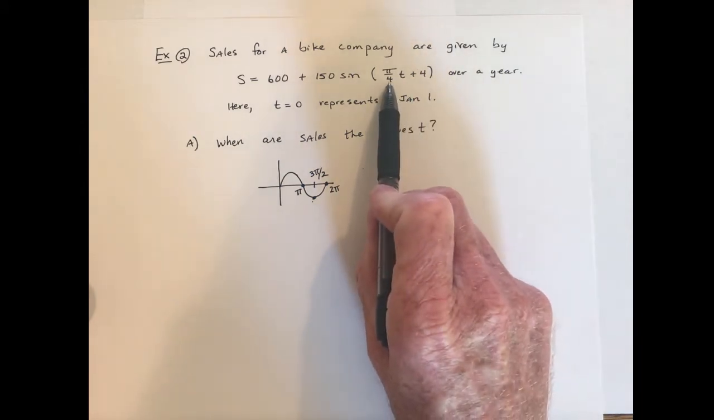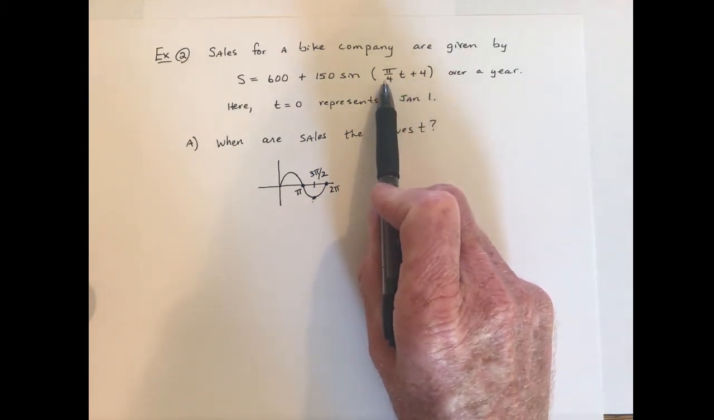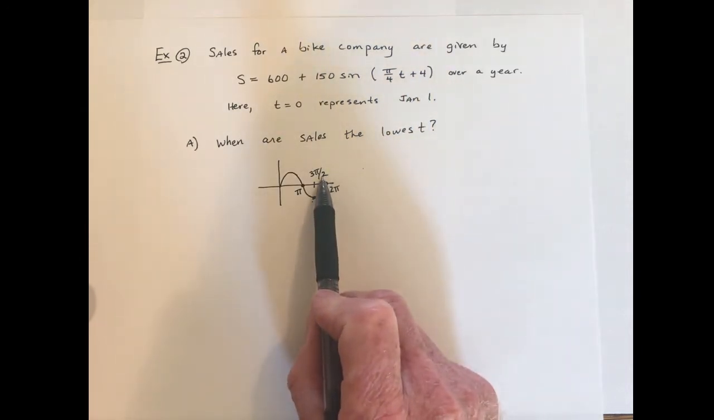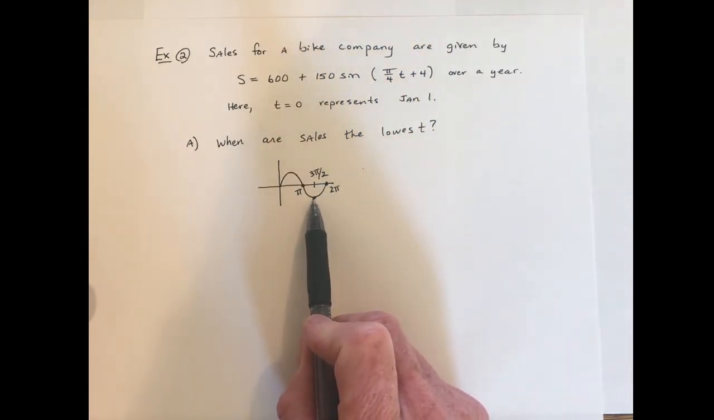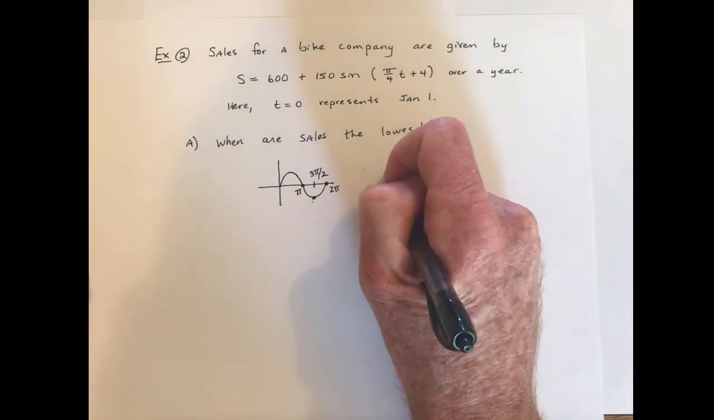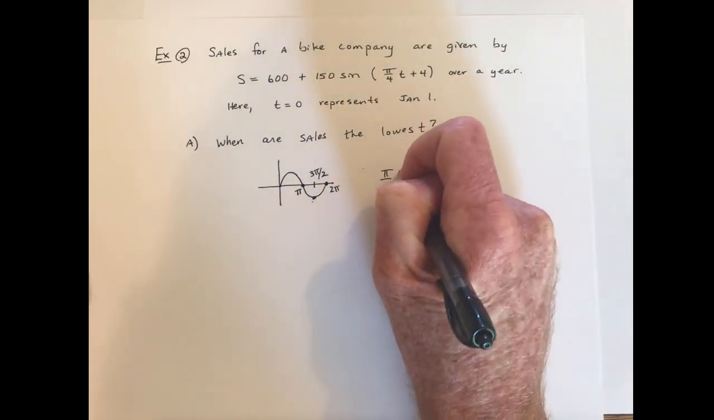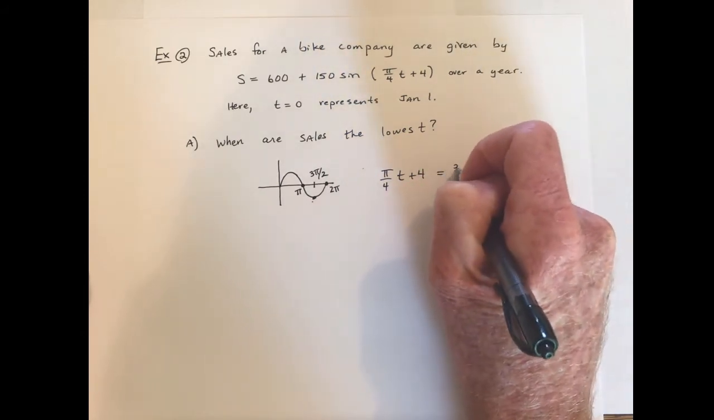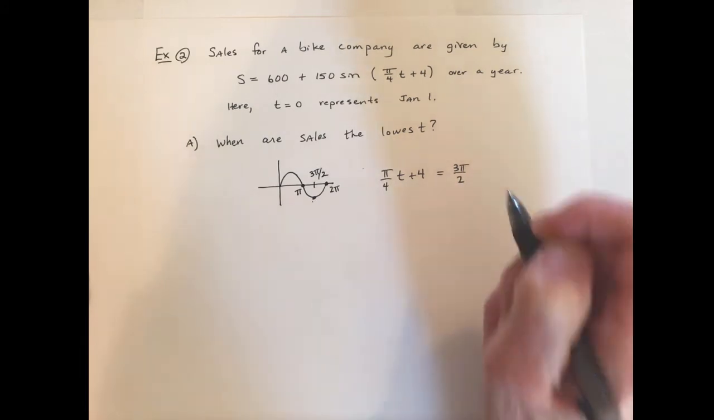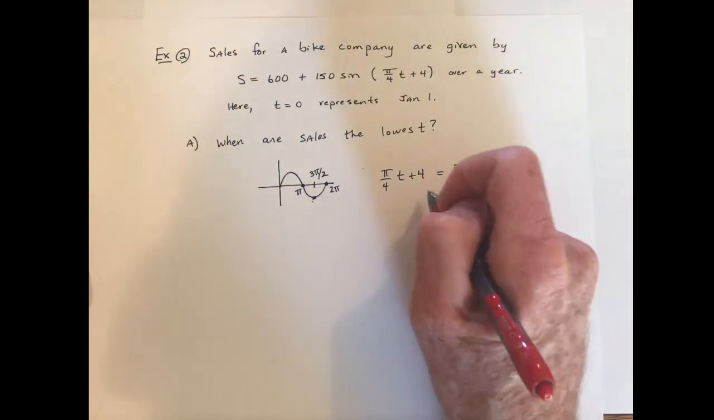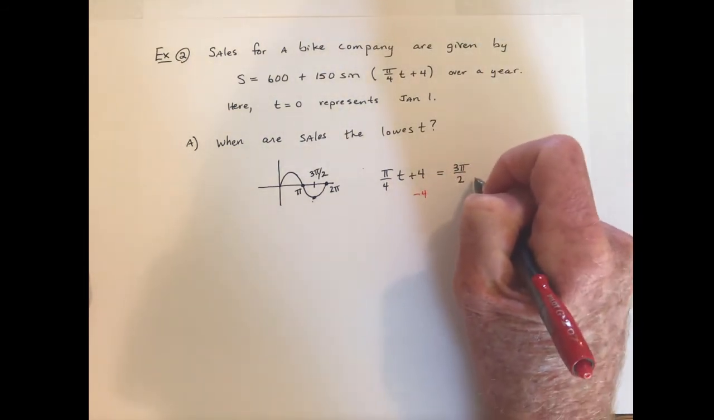Well, in this situation, we don't just have x, but we have all of this. So when all of this is equal to 3 pi over 2, that's when their sine graph is going to be at the lowest. So when pi over 4 t plus 4 becomes equal to 3 pi over 2, that's when their sine graph is going to be the lowest. And then do a couple steps of algebra. Subtract 4 from both sides.